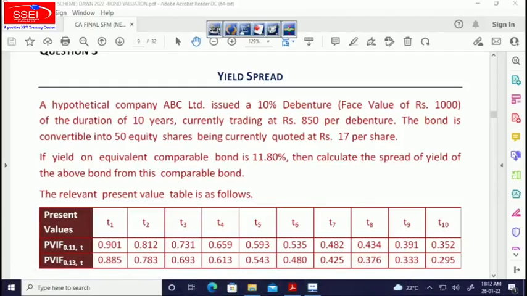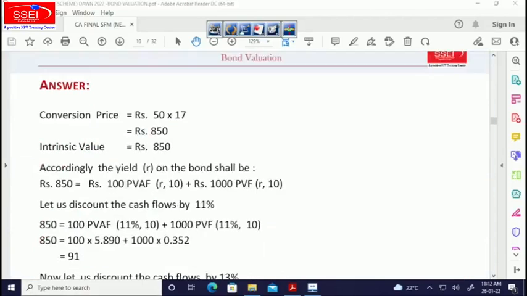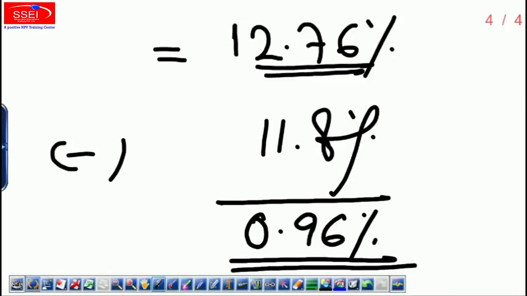When I did the sum in class with you, I had applied the shortcut formula of YTM, I plus F minus P by N. So I must have got a slightly different answer. But since the institute has provided the present value table, they want us to do it by interpolation. Let's check their answer. Okay, it's 12.76 minus 11.8, 0.96% exact. So why did this answer exactly match? Because the two rates 11 and 13, the clue was already given. Okay, perfect.